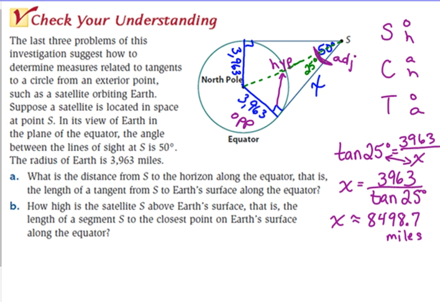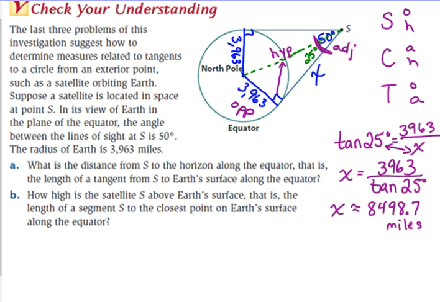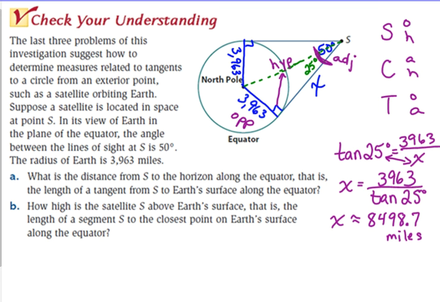Okay, that's part A. Let's look at part B. How high is the satellite S above Earth's surface? That is the length of a segment S to the closest point on Earth's surface along the equator. Now, I don't want you to just blurt out. I want you to think for a second. Then we're going to put it all together. We're trying to find the distance from S to the closest point on the Earth.